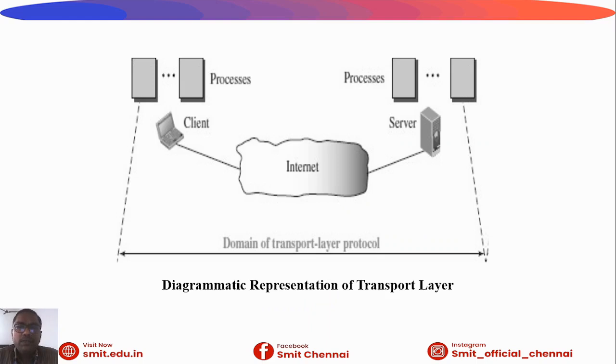Now in this diagram you can see how this transport layer is working. In this diagram we have a client and a server, which are connected by the internet. The client has its own process and the server has its own process. This transport layer helps the client and server to send and receive the request through the processes. That is what is being depicted in this particular diagram.